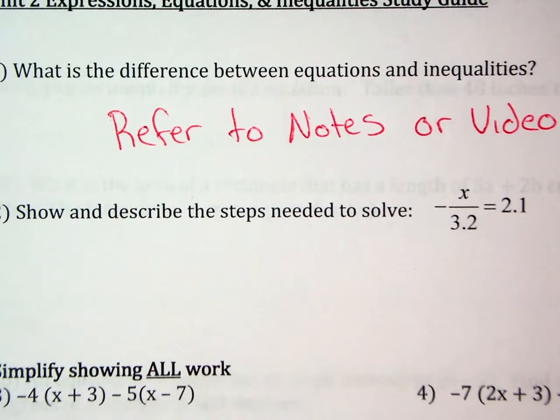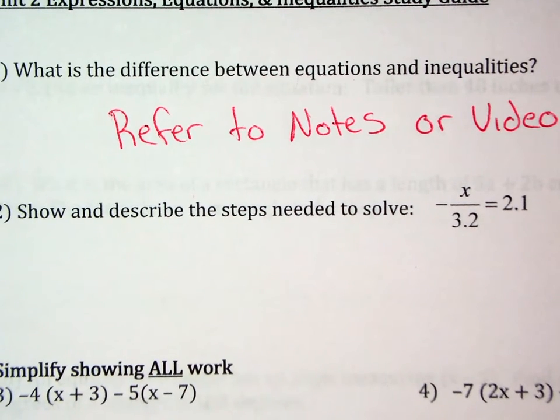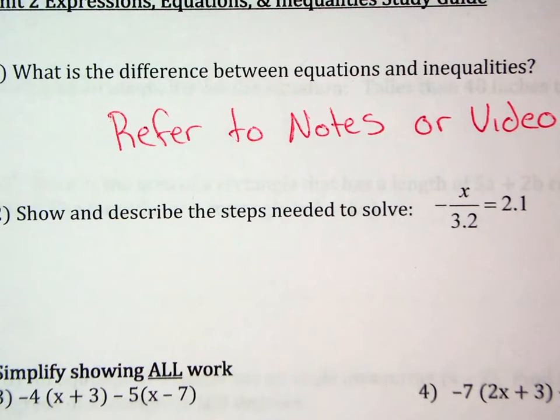So essentially the biggest difference is that an equation only has one solution for the purposes of the problems that we're dealing with in 7th grade, and an inequality has an infinite number of solutions, at least for the purposes of what we're dealing with right now in 7th grade.